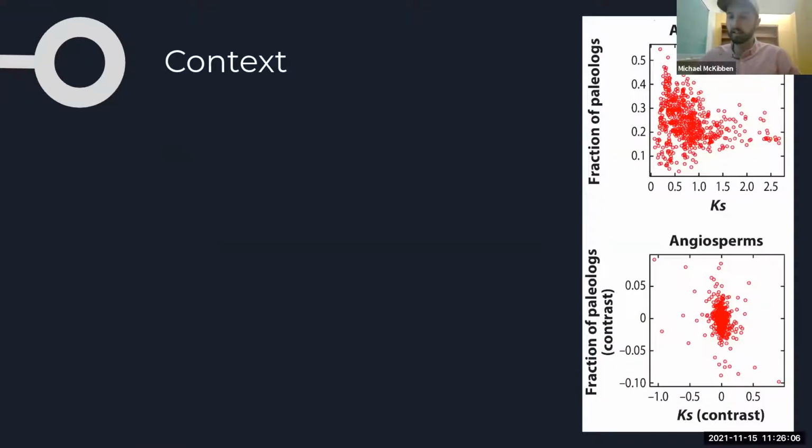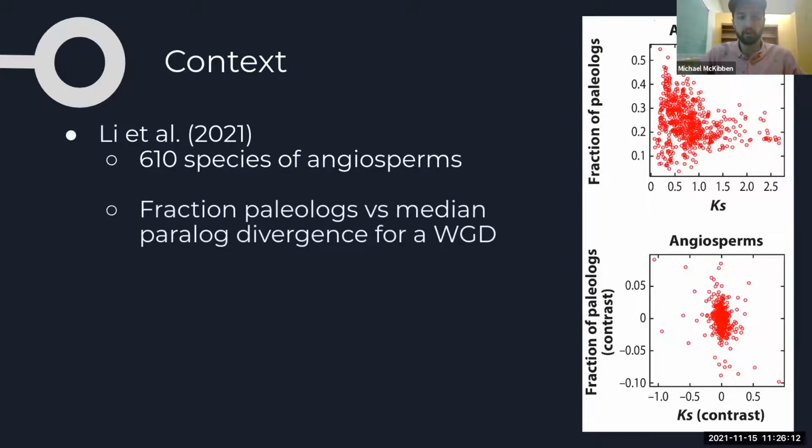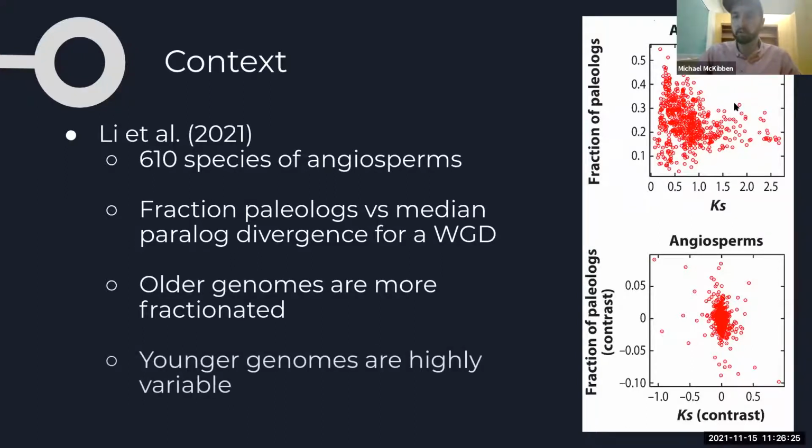To put a little context into some of this work, recent work by my lab in 610 species of angiosperms compared the fraction of paleologs left in the genome against the median paleolog divergence of a WGD, and saw that although older duplications were more fractionated, for younger WGDs the fraction of paleologs left in the genome was highly variable, and this didn't necessarily correlate with the age of the duplication.